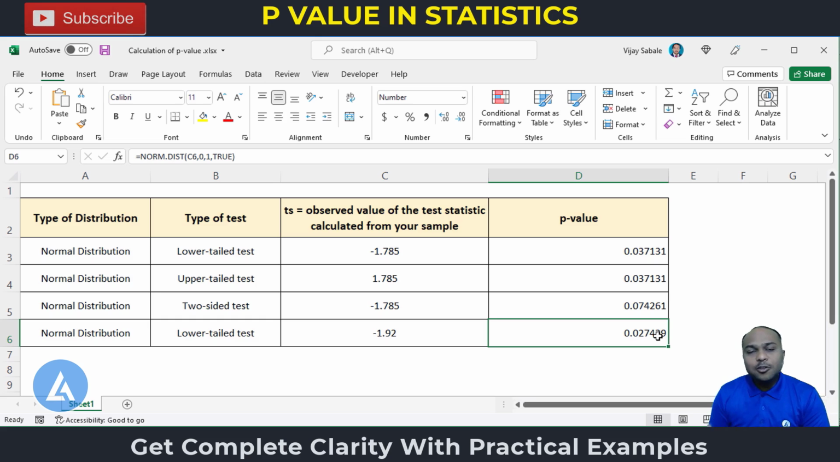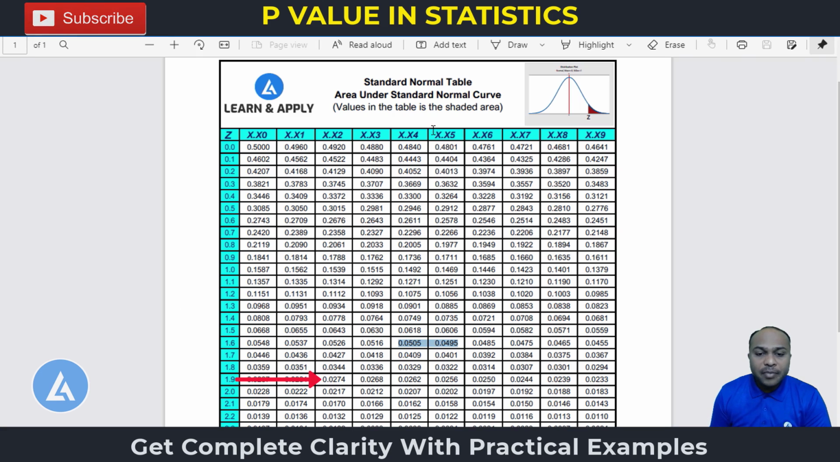Now we can also use the standard normal table to calculate this probability. So how to do that? We can go to the standard normal table and look for minus 1.92 here. And again we are getting the same value, which is 0.0274. So there are multiple ways to calculate the p-value. Once we calculate this p-value, we need to compare it with the significance level. In this example, our p-value is 0.0274 and our alpha is 0.05, so we are going to reject the null hypothesis.